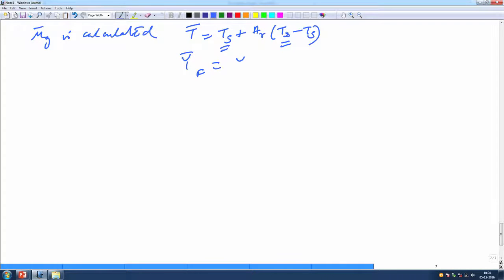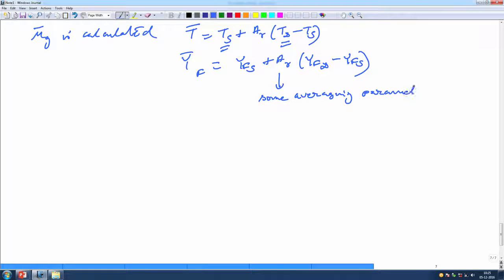Similarly, the composition is YFS on the surface, it is YFS plus A times (YF infinity minus YFS), right. So here also this A is basically some averaging parameter, okay. And usually the value is 1/3. In some literature it is called the 1/3 rule, okay. So what it means is Ts plus 1/3 (T infinity minus Ts). So this is like a weighting, okay.